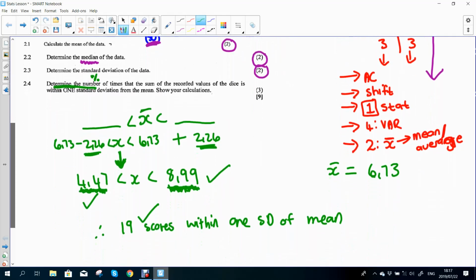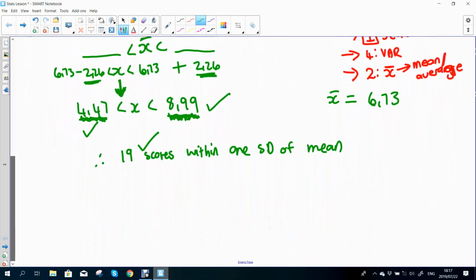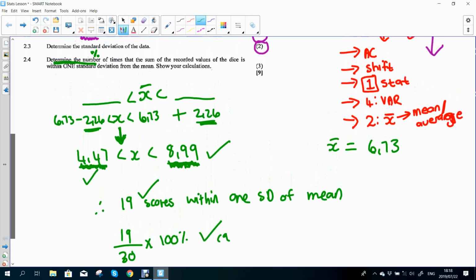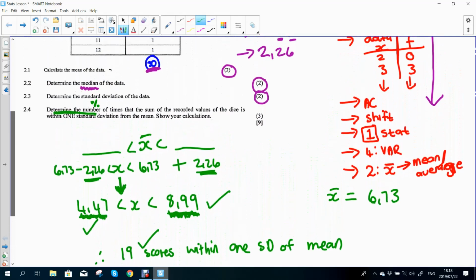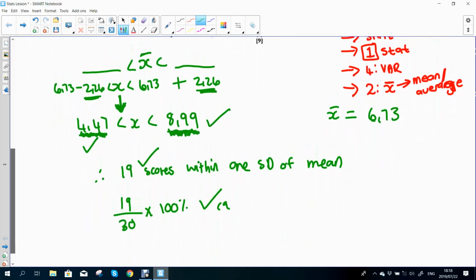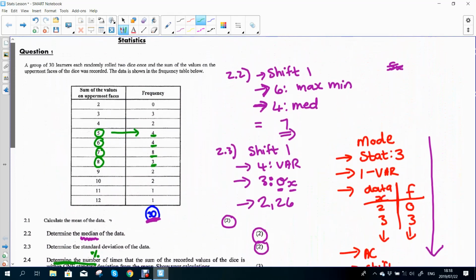But now, guys, if I change this question slightly, if I said determine the percentage of the number of times that the sum of the recorded values of the dice is within a certain standard deviation from the mean, what you want to do then is take 19, the amount of scores that you now counted, divide that by the total, and times by 100%. So if they ask a question like that, if they want the percentage, the question will probably be out of 4 marks and not just out of 3. Okay, I hope that makes sense. Really not a hard question. Actually quite a nice question to go and answer to get decent marks.